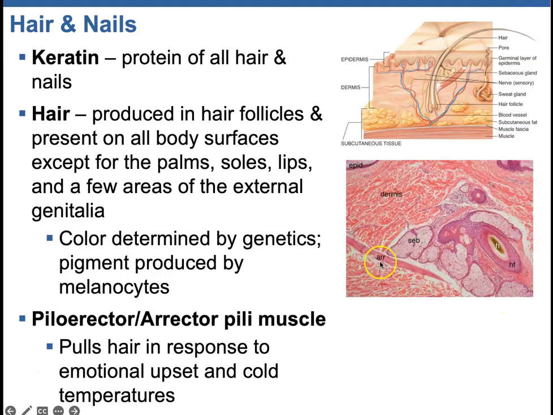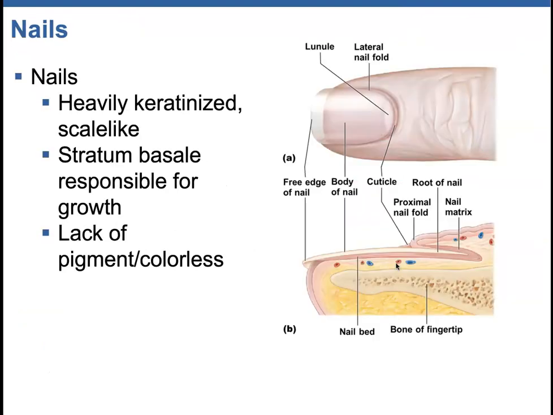And then the pilorector muscle here, again, is always proximally located to a hair follicle, and it's a smooth muscle, it's involuntary, and it's under the control of our sympathetic system. So when your sympathetic system kicks on, in some cases it'll trigger those erector pili muscles to pull, and then you'll get the goosebumps and make your hair stand on end.